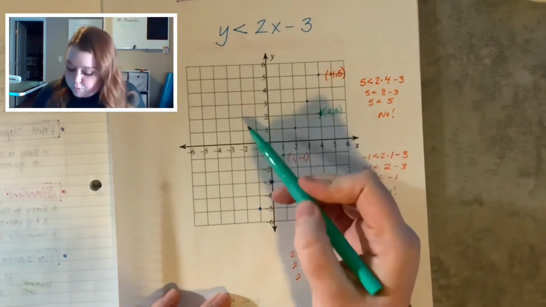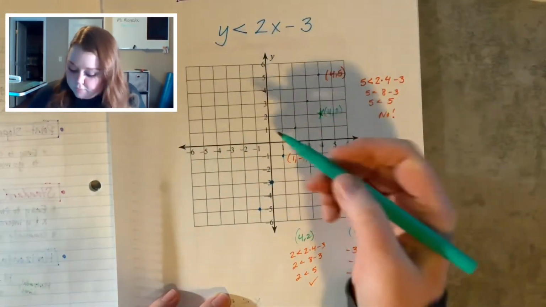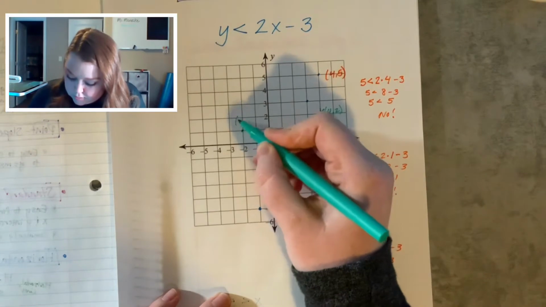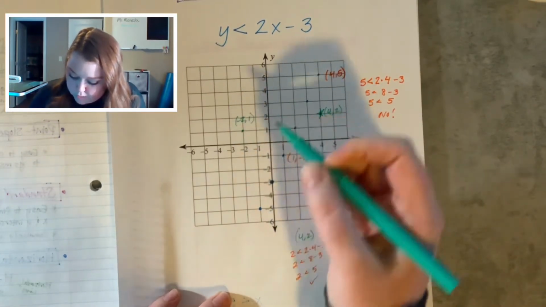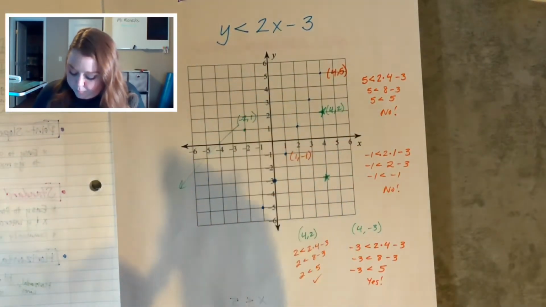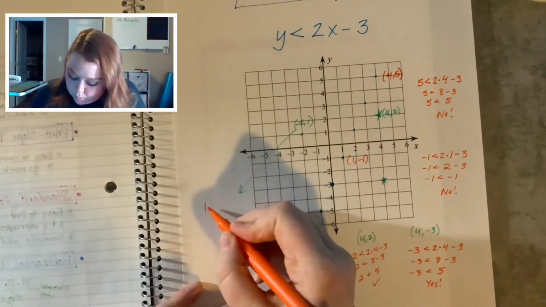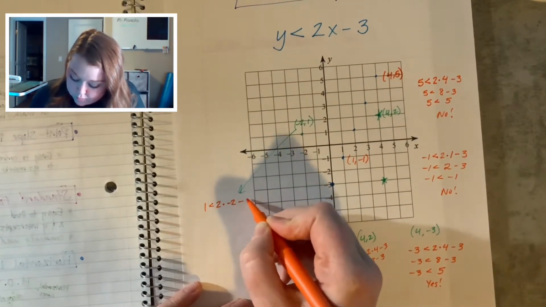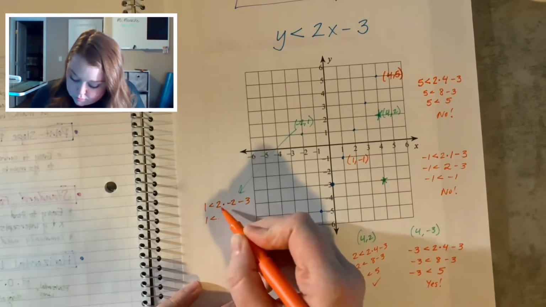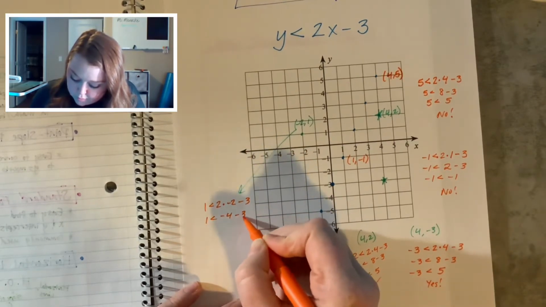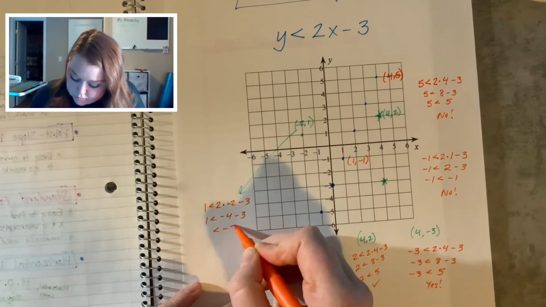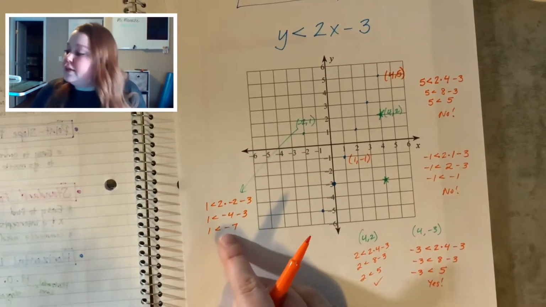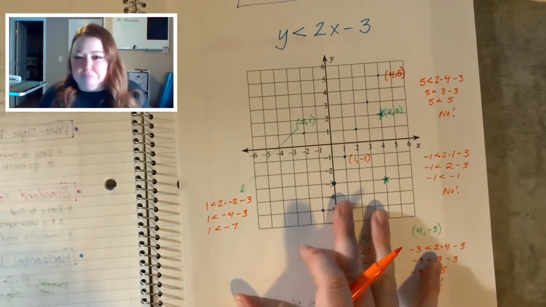Okay, let's plug in one over here on this side of the line. This is (negative 2, 1). Let's see what happens there. So that would be 1 is less than 2 times negative 2 minus 3. 2 times negative 2 is negative 4. Negative 4 minus 3 is negative 7. Is 1 less than negative 7? No.